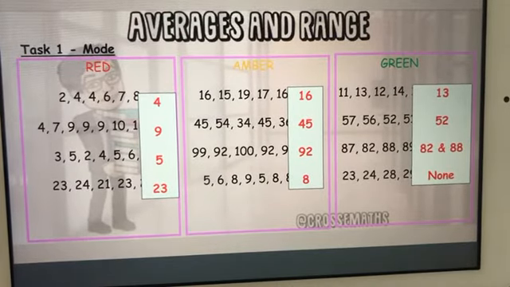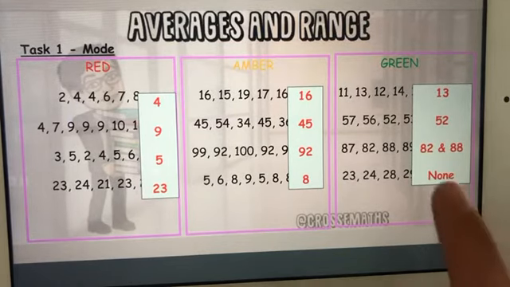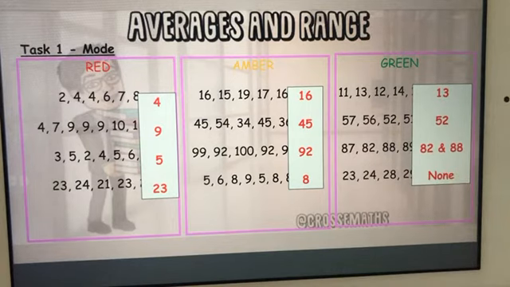That's an acceptable answer. If there is not a single number that is the most popular, like if you've got all different numbers, you write there's no mode. Okay, that's an important thing to note. Okay, mark whatever you've done.